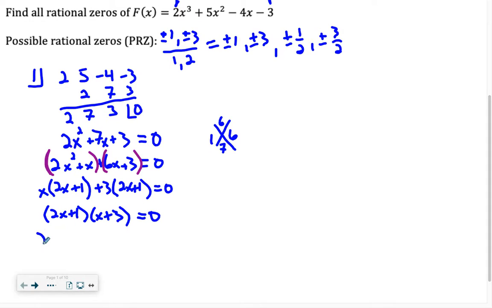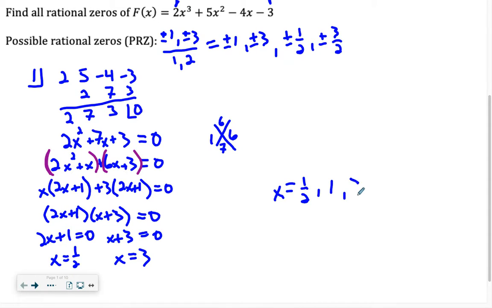And if I set each of those equal to 0, subtract 1, divide by 2, I would get x equals 1/2. Here, I would just subtract 3, and I would get x equals negative 3. So I end up with 3 answers, okay? The first one was 1, and then I also got 1/2 and negative 3. Okay? Those are all of the zeros of my polynomial.